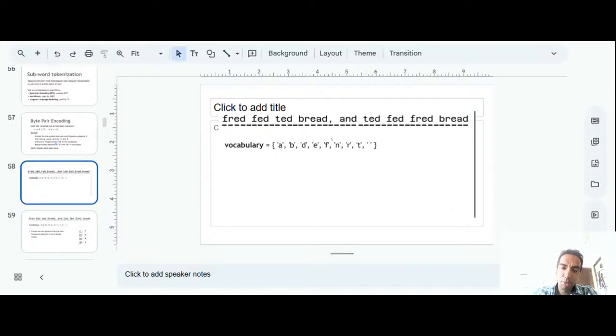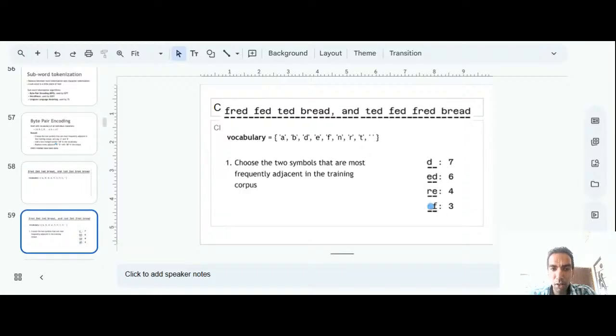We first fill in all the individual letters which are there in the training sentence: A, B, C, D, E, F, R, T, and null. Then we figure out all the two-lettered words which are appearing in this sentence and calculate their frequency. So can you tell how you would calculate the frequency of a two-lettered word in this sentence?